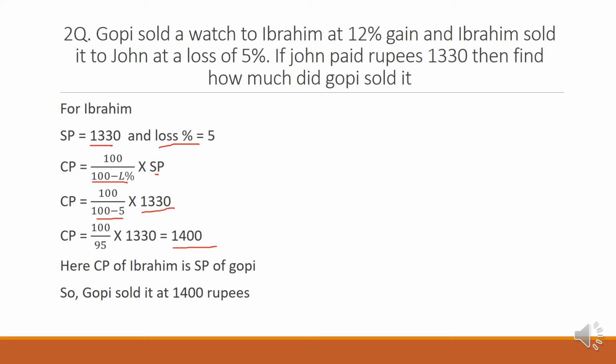So we have to find how much Gopi sold it for. The selling price of Gopi here is equals to the cost price for Ibrahim. So Gopi sold it at 1400 rupees.